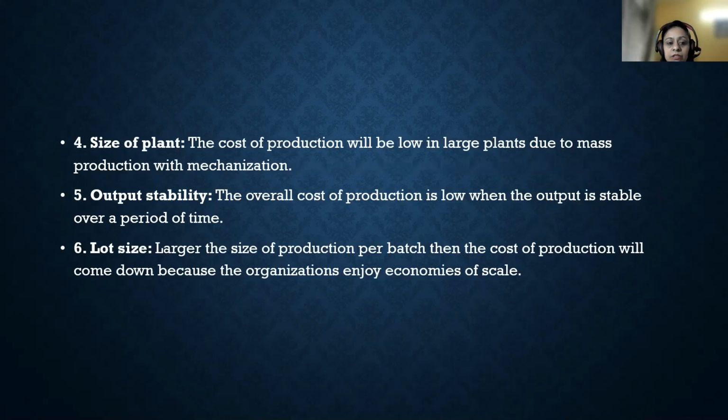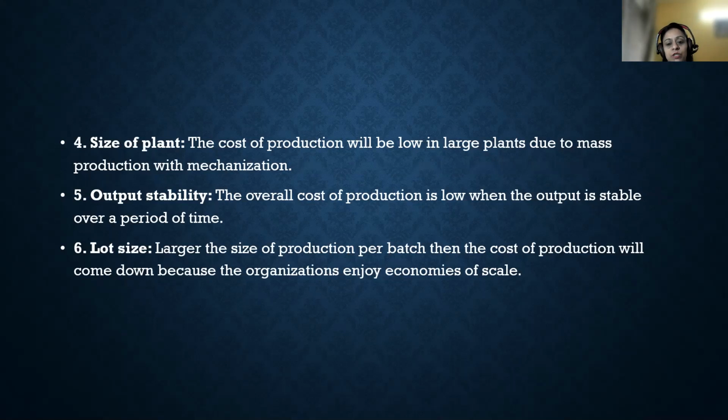The size of the plant is another factor which affects the cost of production. A larger plant is going to produce a larger quantity, and eventually the cost is going to be less per unit. On the other hand, if the size of the plant is smaller, then the cost of production is going to be higher.